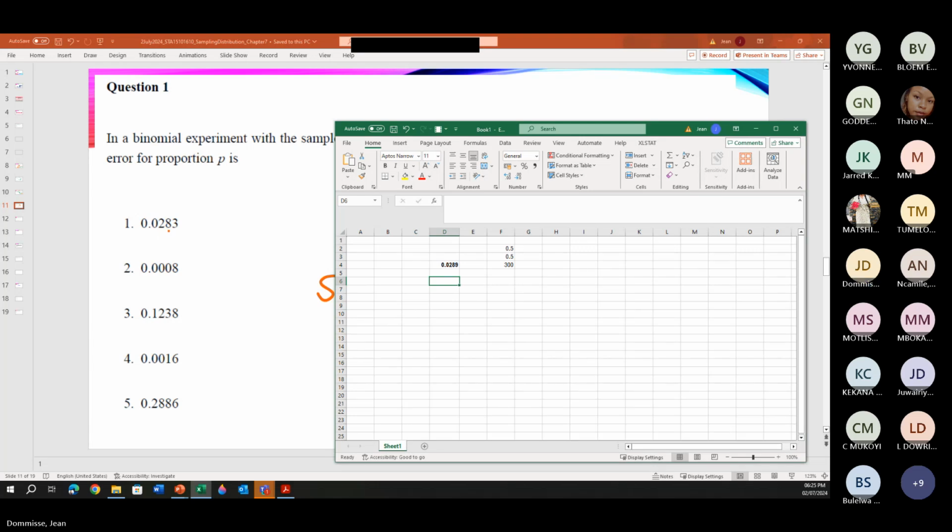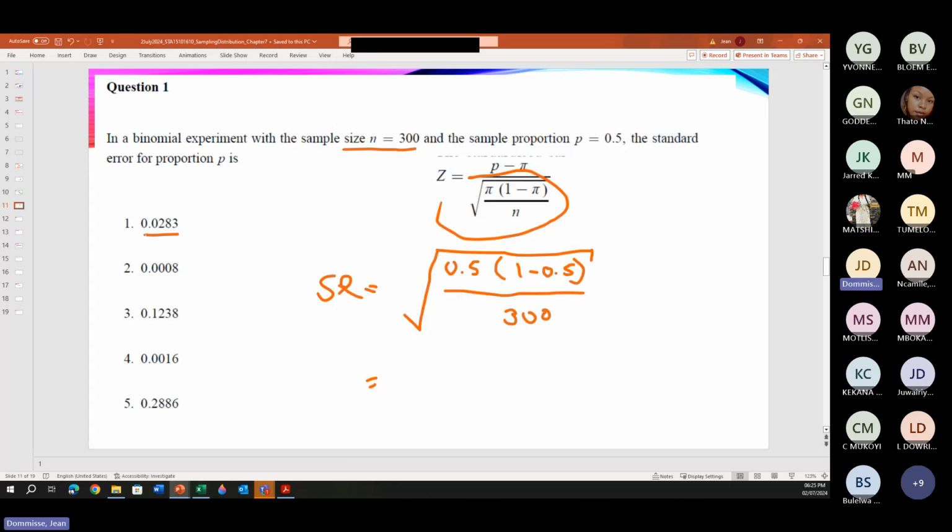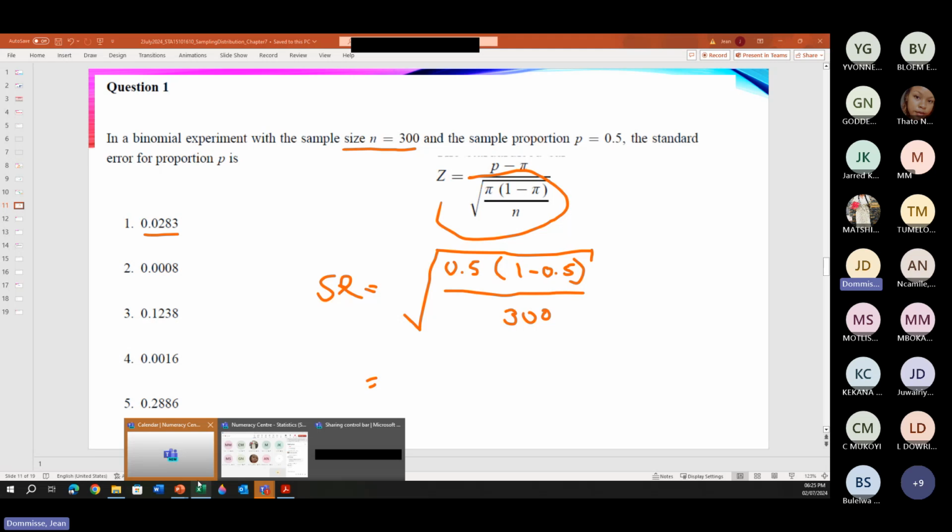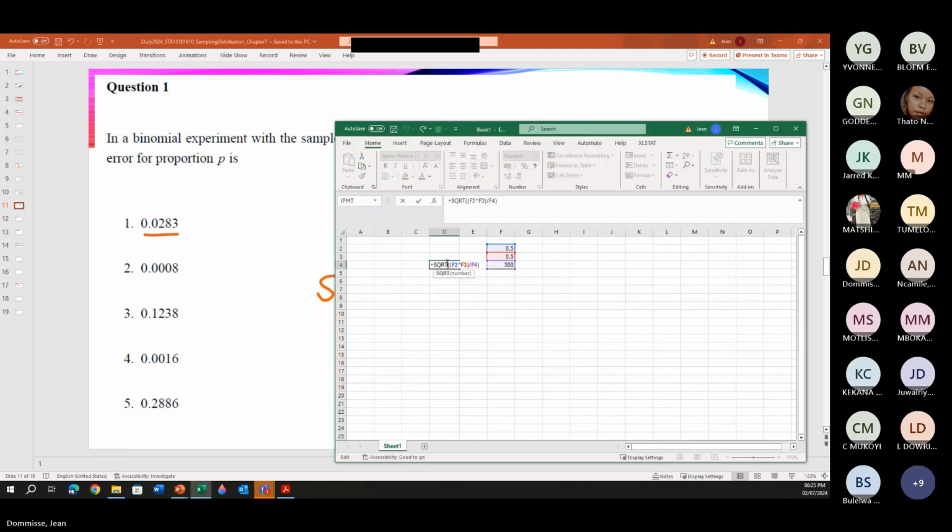0.028. Oh wait, sure. Okay, so that's 0.028. Sure, that is so close. Why don't I just check it. 0.5, 300. Okay, so there is a bit of a difference.